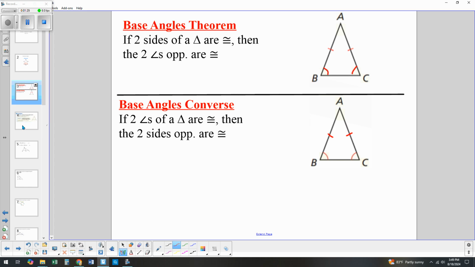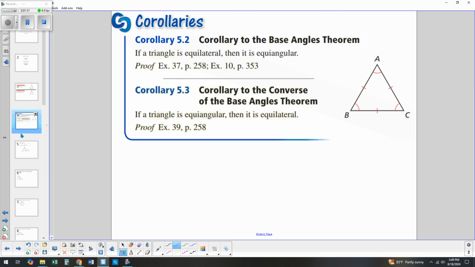There is a corollary to this. We probably won't use it in proofs as much, but we will definitely apply it to solving problems, and that is that equilateral triangles are always equiangular and vice versa. So if you have three sides the same, you could automatically make the three angles the same. If you have three angles the same, you can automatically make three sides the same.